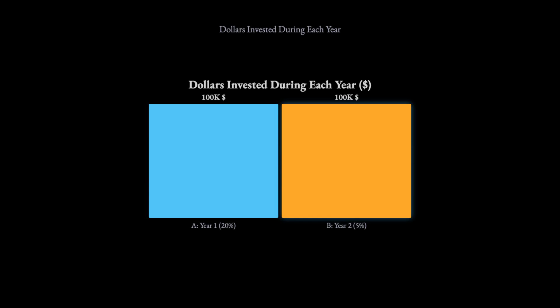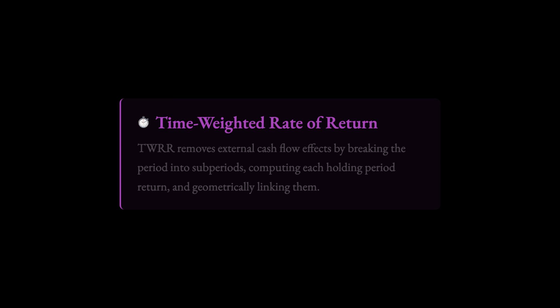This is the external cash flow problem. We need two different ways to measure returns. So what is the time-weighted rate of return?